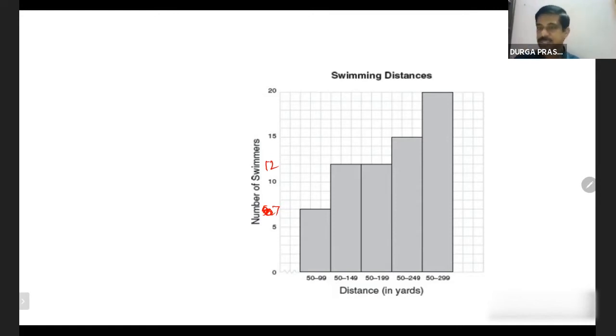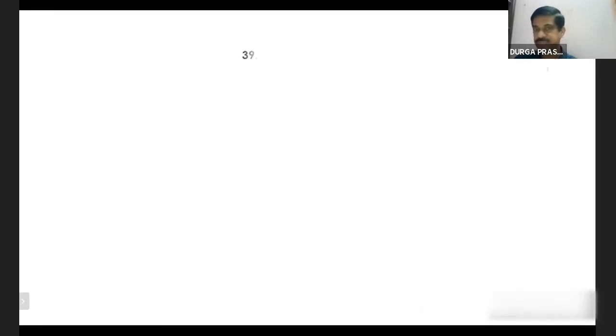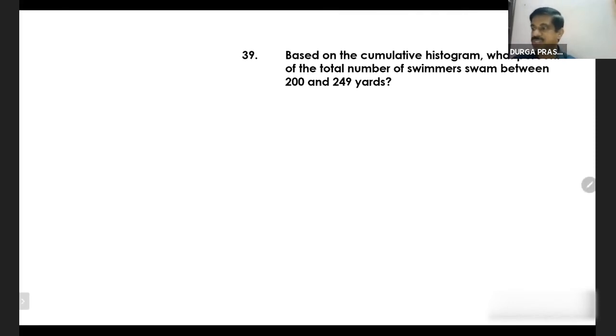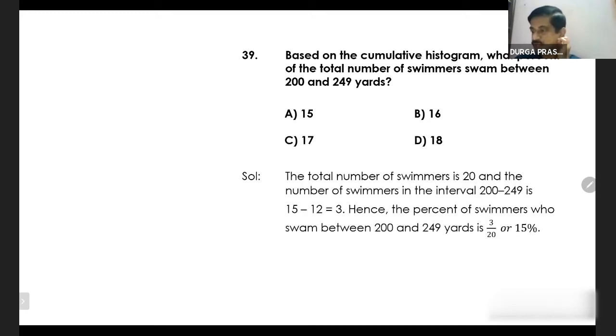Now let us go to the next question. Based on the cumulative histogram, what percentage of the total number of swimmers swam between 200 to 249 yards? The options are given. The total number of swimmers is 20, and the number of swimmers in the interval 200 to 249 is 15 minus the cumulative part of the previous one. Before 200, it is 12. So 15 minus 12, it is 3.